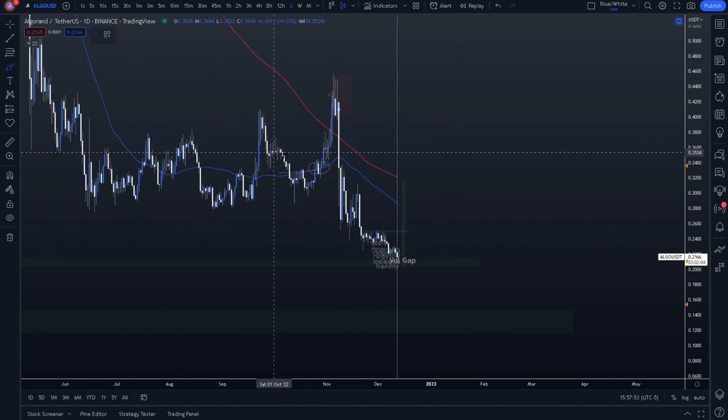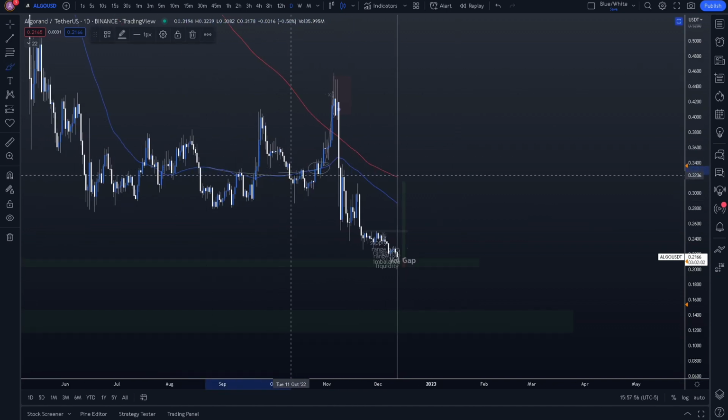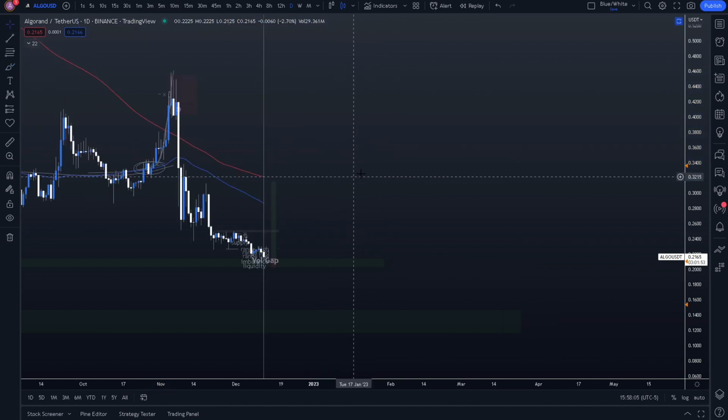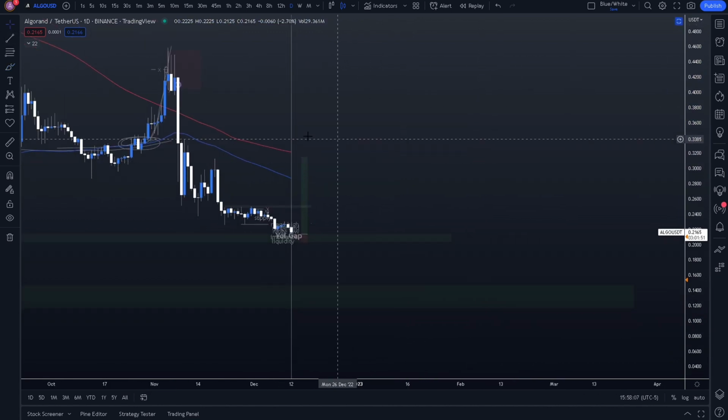For example, you can see back here that we had this flattening of the 50, and then once price found support on the 50, we had this large move up. Unfortunately, we couldn't hold the 200 as support, and we came straight back down. But that is ideally what you want to see when you're setting up for a momentum swing trade.